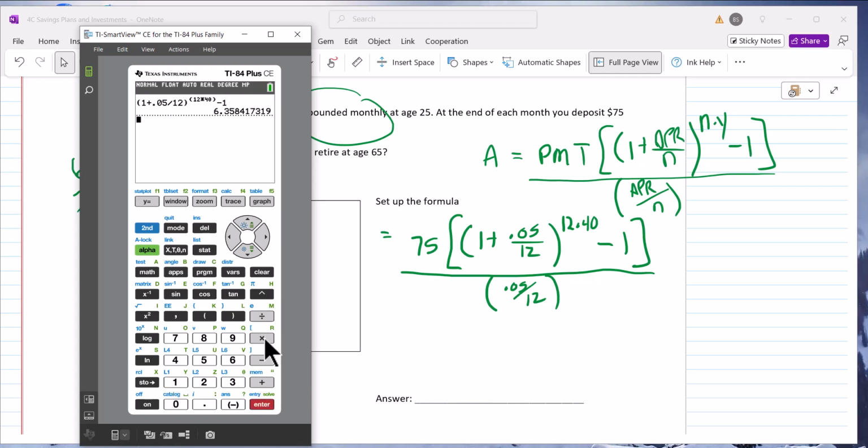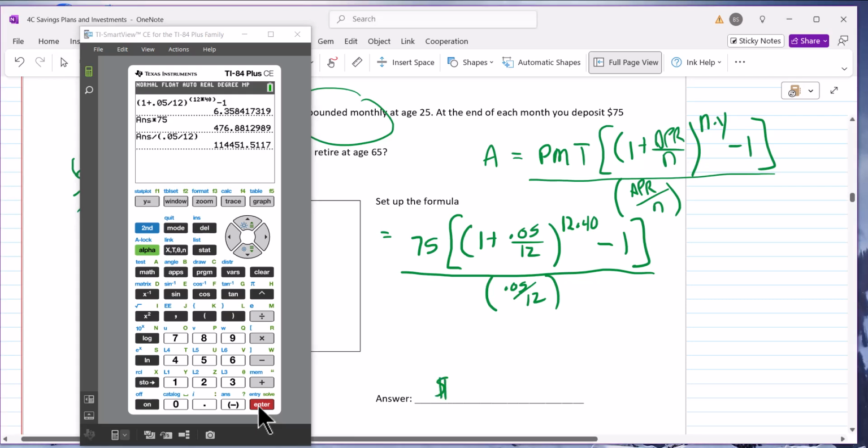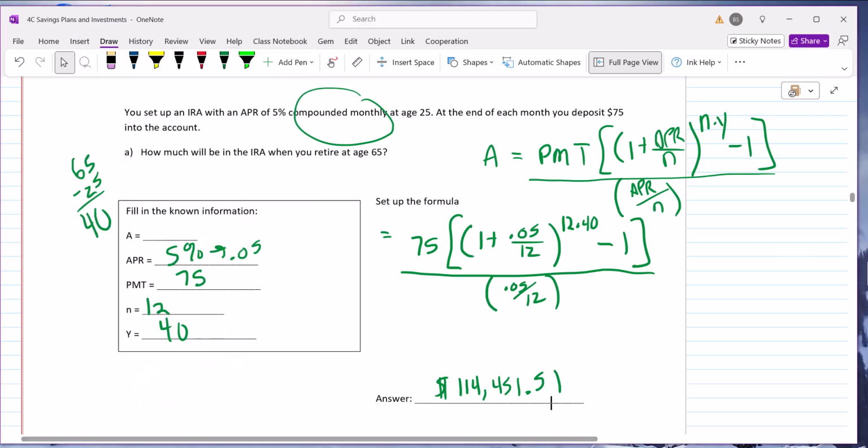Okay, so you get this. Now what do I do with that number? Multiply it by 75. Okay, get that. Then what do I do? I divide by parentheses 0.05 divided by 12. You have to use parentheses keys if you do that. So what you're going to get is the answer $114,451.51. Okay? How many people got that answer okay this time? Okay? That's not too bad. You got to work on that though. It's a complicated formula, so it's kind of hard to put it in one step. But knowing how to use parentheses keys is real important, okay?